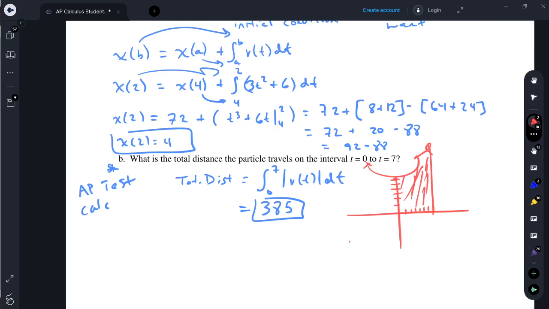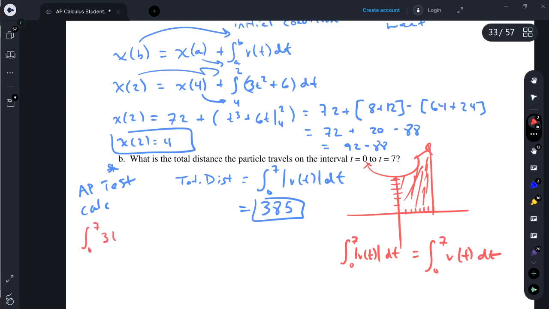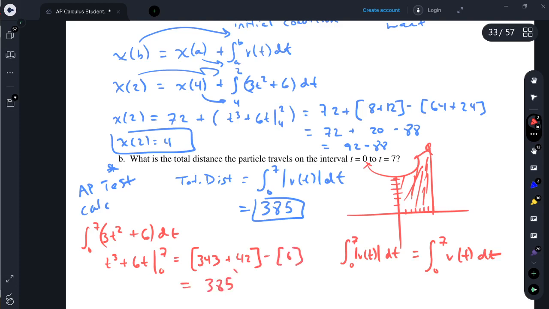So it doesn't matter. What that means is that the integral from 0 to 7 of the absolute value of v of t will just end up being the integral from 0 to 7 of v of t, because the graph is always positive. So in this case, we could just do this problem by hand. 3t squared plus 6. The integral of 3t squared is t cubed plus 6t from 0 to 7. That gives us 343, which is 7 cubed, plus 42 minus 0. And that gives us 385.